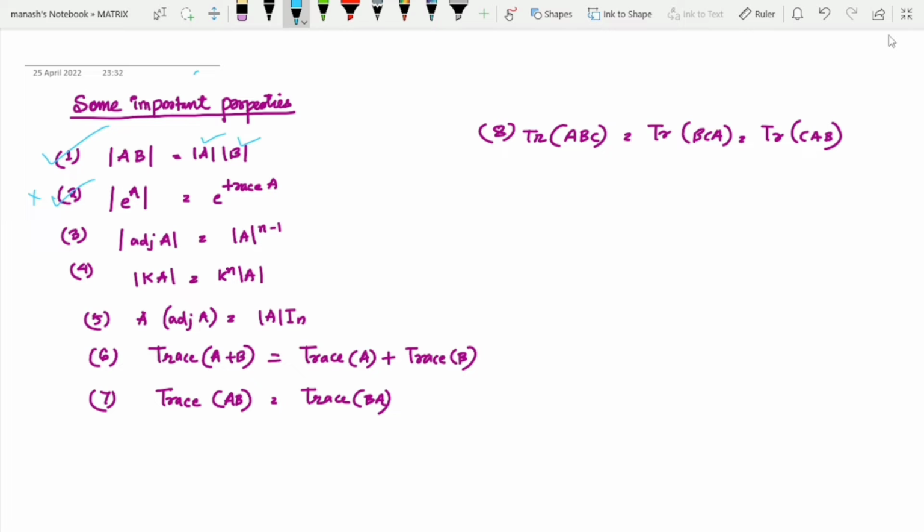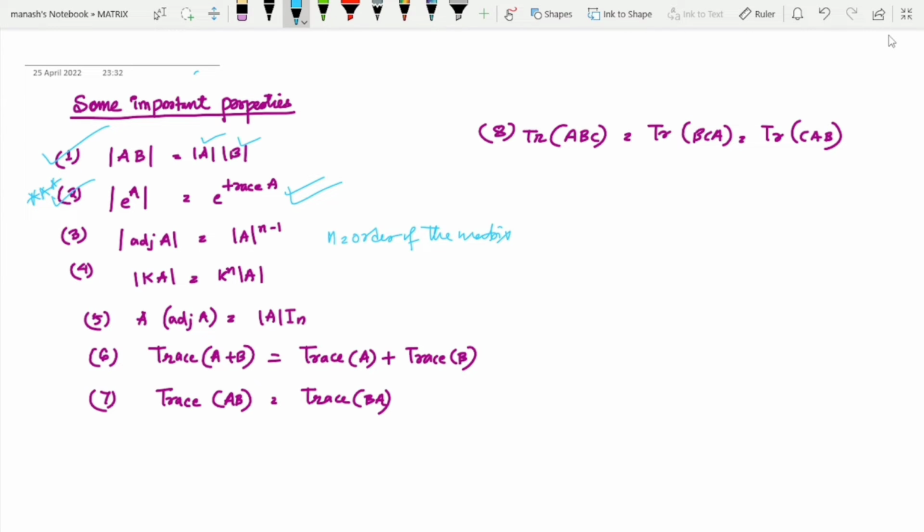Second property is very important. See, those properties which are a bit uncommon are very helpful. Determinant of e to the power of a matrix A is equal to e to the power of the trace of that matrix, right? You would see in the upcoming slide that a math is based on this property. The third property is that the determinant of adjoint of A is equal to determinant of A to the power n minus 1, where n is the order of the matrix. By order I mean, suppose A is a 3 cross 3 matrix, then n would be 3.